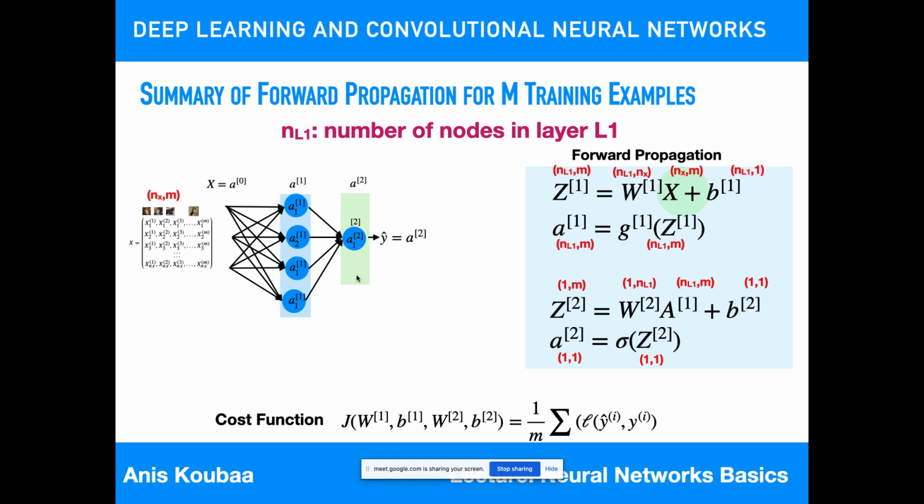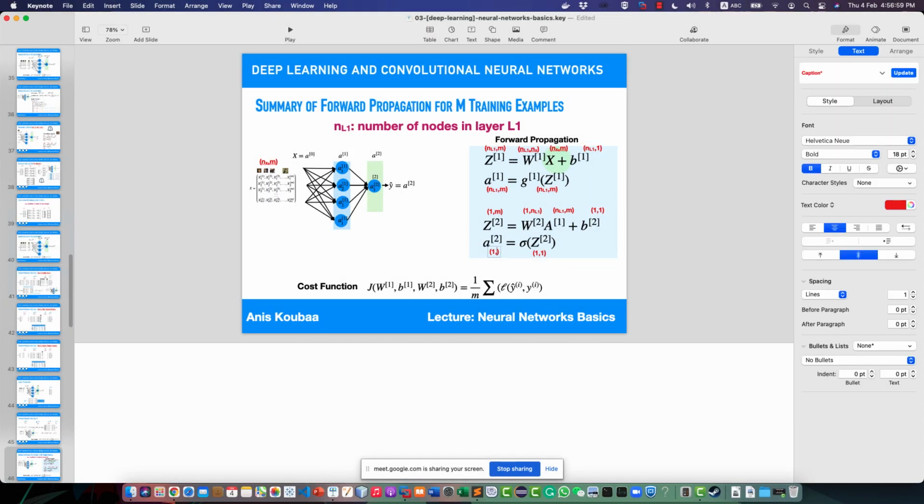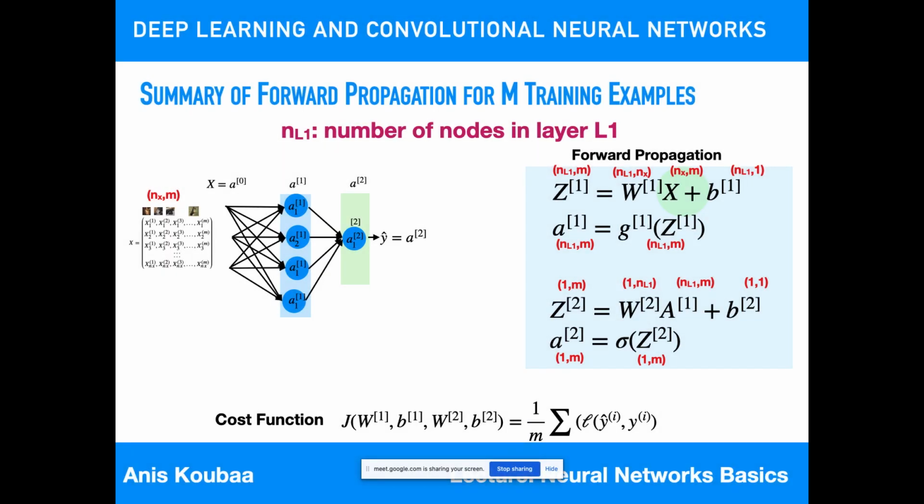Now going to the output layer A2, we start from A1, which has the same shape, L1 by M, and W2 will have 1 because I have only one output, multiplied by L1. So making the dot product, it will result in 1 by M, which is the size of Z2, and the size of A2 will be 1 by M for M training examples, the same shape as Z2.